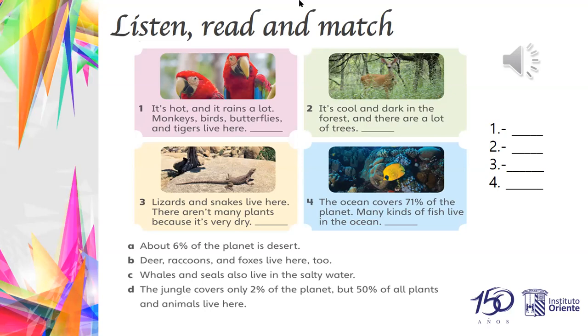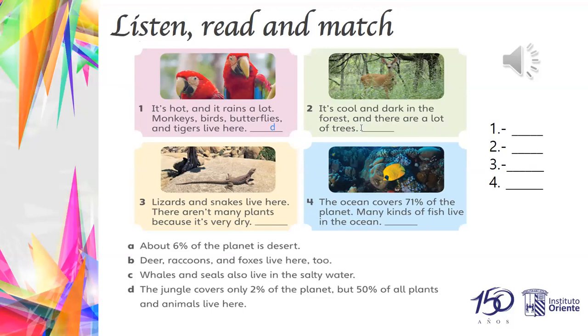Okay, guys, are you ready to check the answers? Okay, that's great. So, number 1. It's hot and it rains a lot. Monkeys, birds, butterflies, and tigers live here. So, is the letter D. Okay? Excellent. Because this says, it's hot and it rains a lot. Monkeys, birds, butterflies, and tigers live here. The jungle covers only 2% of the planet, but 50% of all plants and animals live here. So it is the letter D.